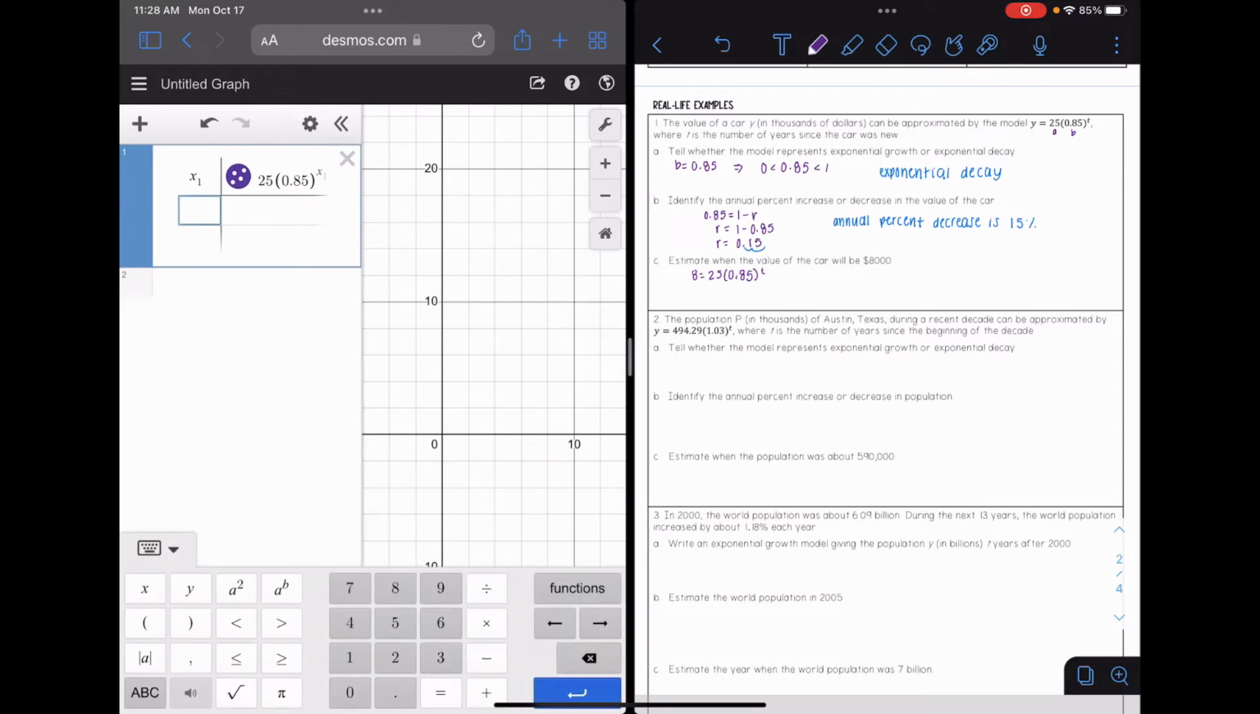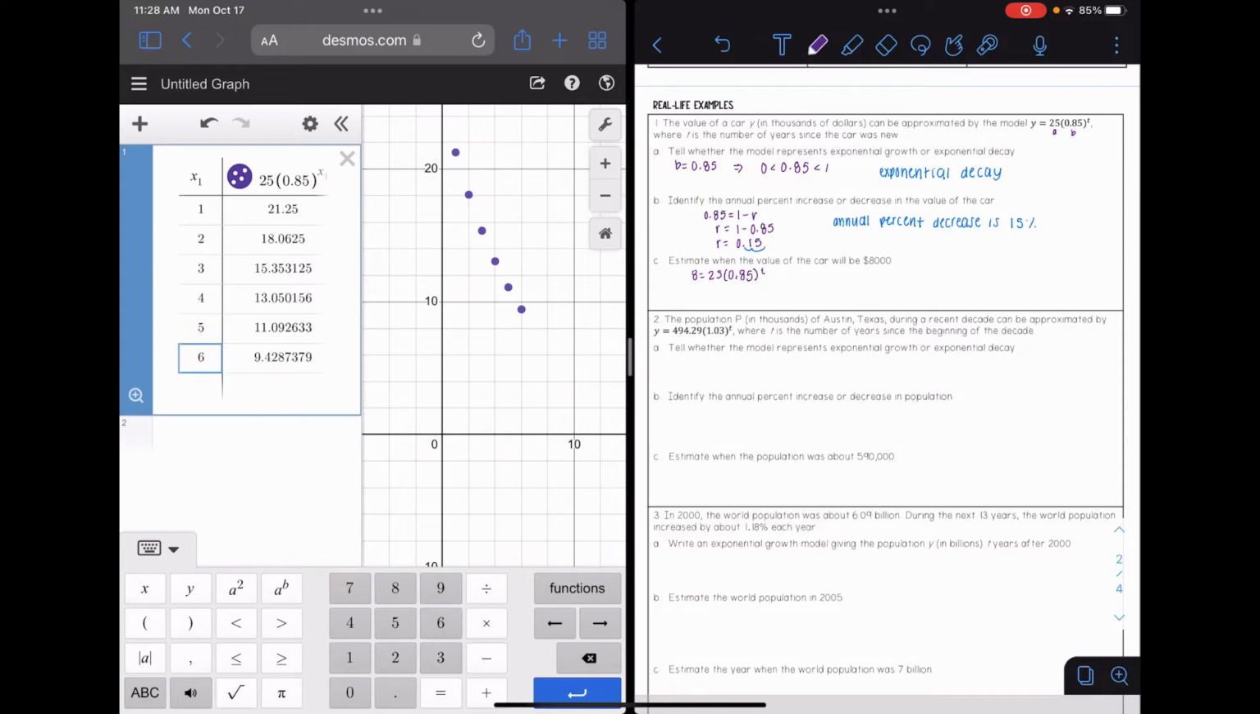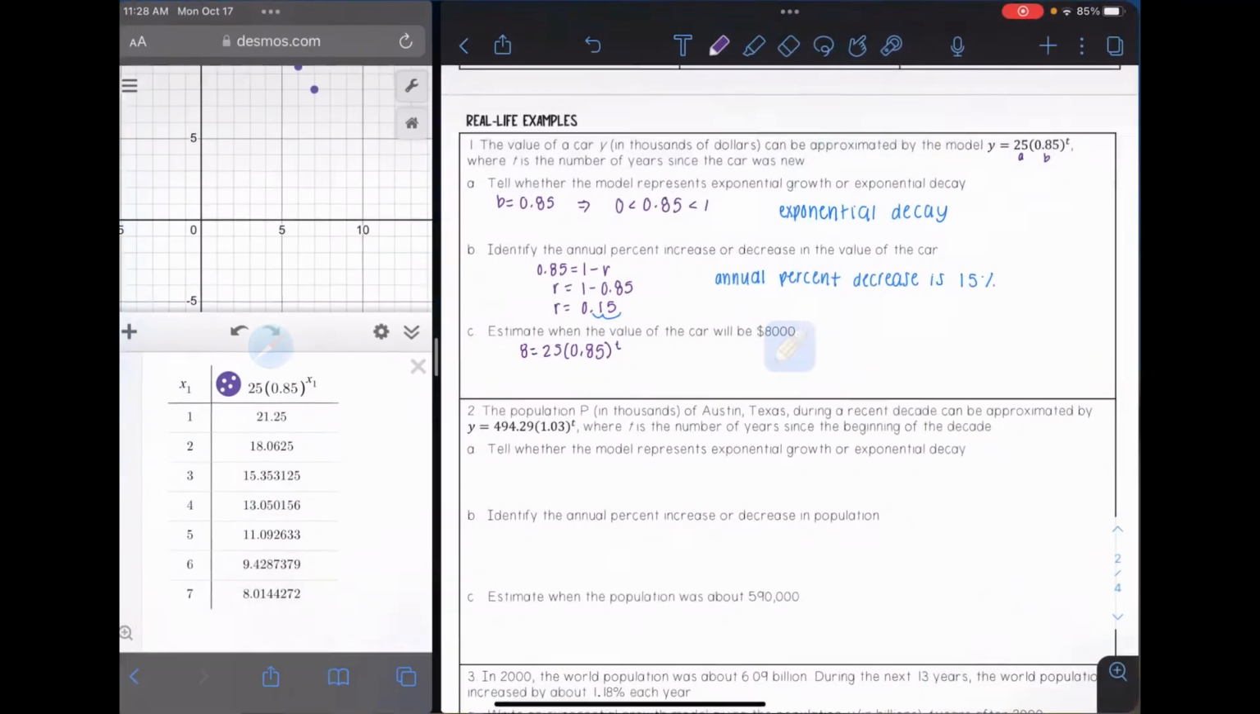And now I'm going to put in numbers to see when my y value ends up being close to that 8,000. So I put in 1, I get 21.25, so not that one. 2, 3, 4, 5, 6, 7. So I see at 7, my y value is approximately 8. And so that means this is going to be after 7 years.